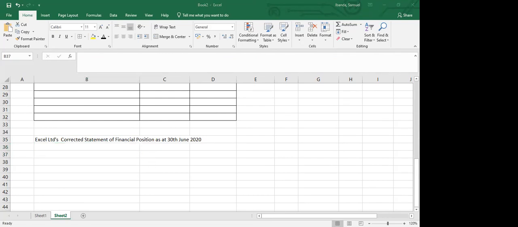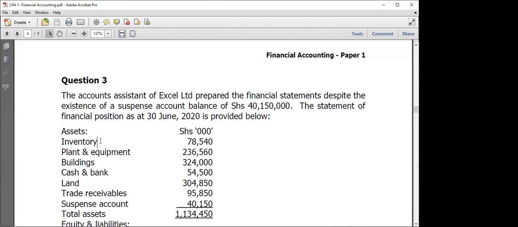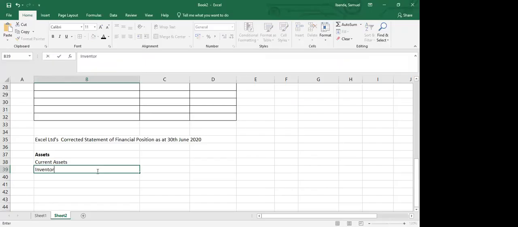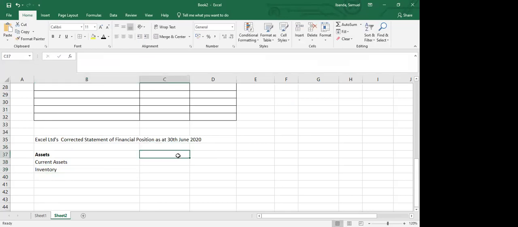So for them, they started with the current assets. So we can say assets, and under assets here, we have current assets that they have given us. Now, we have inventory. They actually even didn't arrange them. Because they gave us inventory, then they went to plant and equipment and buildings, then cash and bank. So they mix them up. So for us, we're going to arrange them. I'm going to start with my current assets, with inventory. Now, inventory didn't have any change in it. There was no error that affected it. You get it? So maybe I'll have my amounts here.